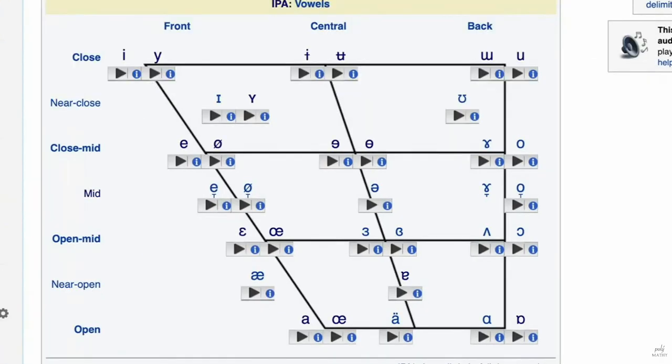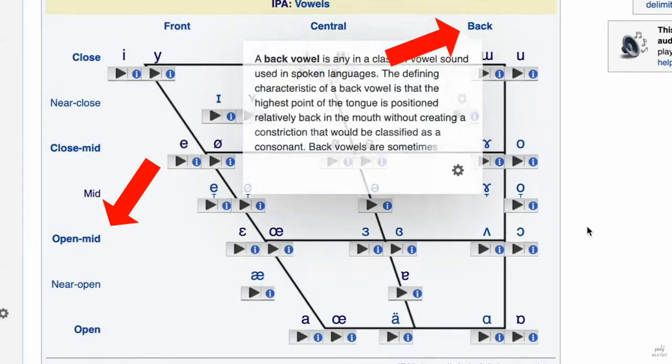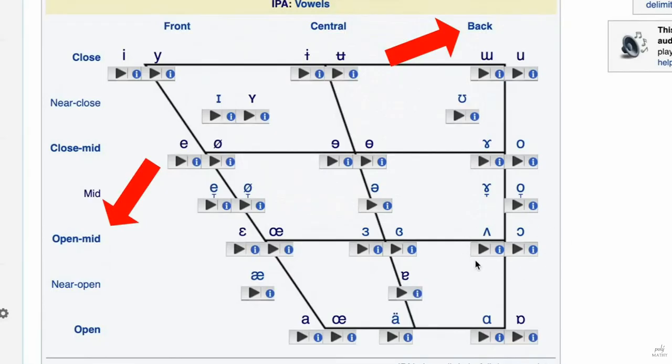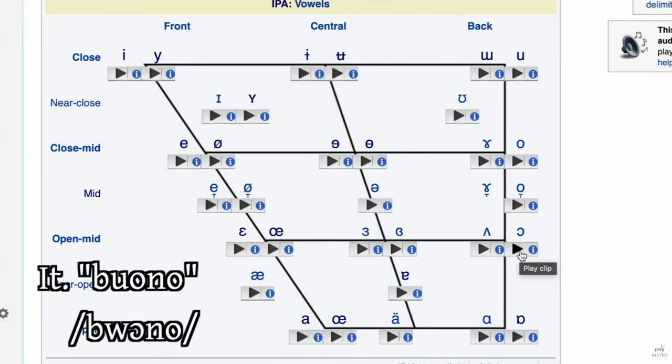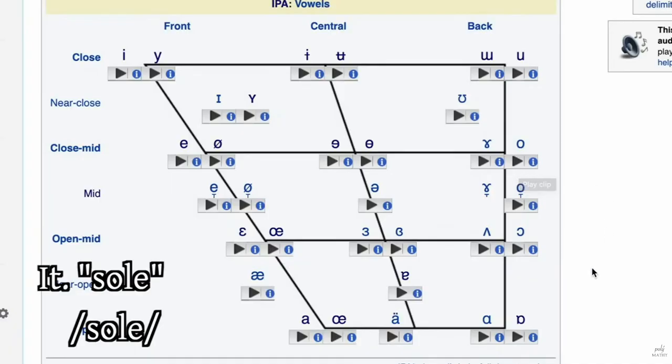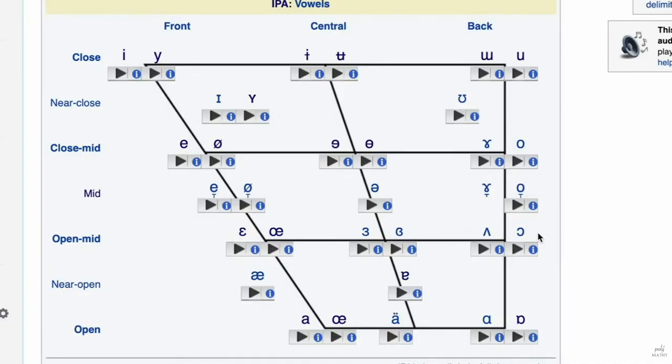There are a few more vowels here that I didn't talk about yet. For example, we have the open mid back vowel. And what is that? Well, we have the rounded version, which is O, like Italian buono. And we also have the closed mid version, which is O, like sole. And they also have an unrounded version. You see there's rounded and unrounded versions of almost everything on this chart.